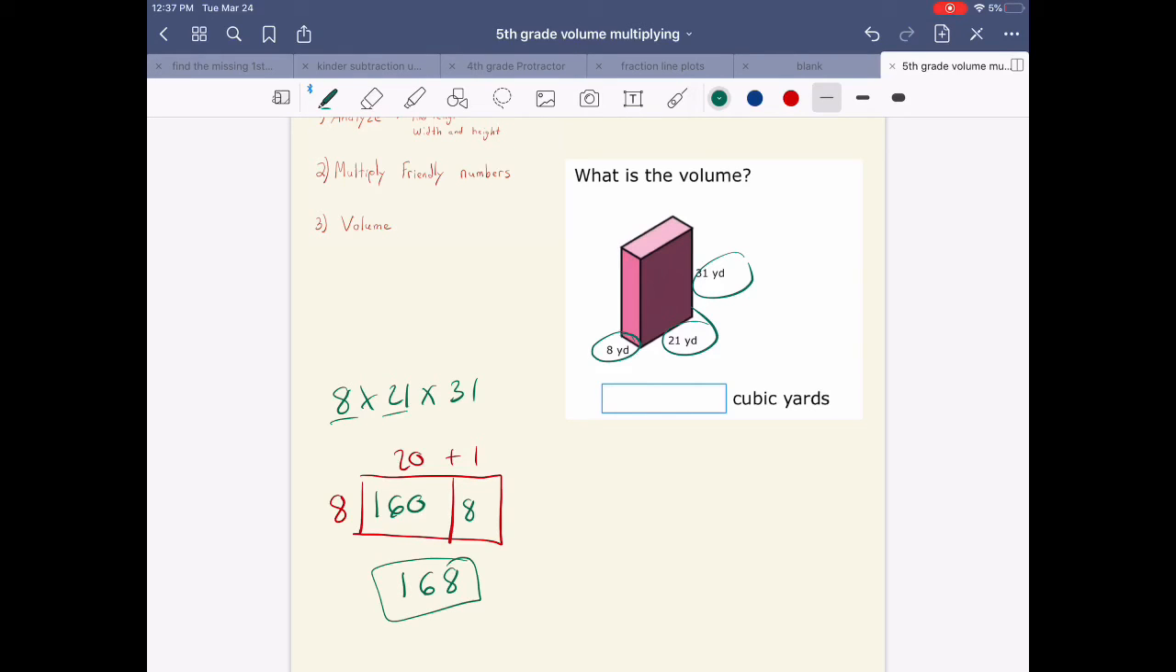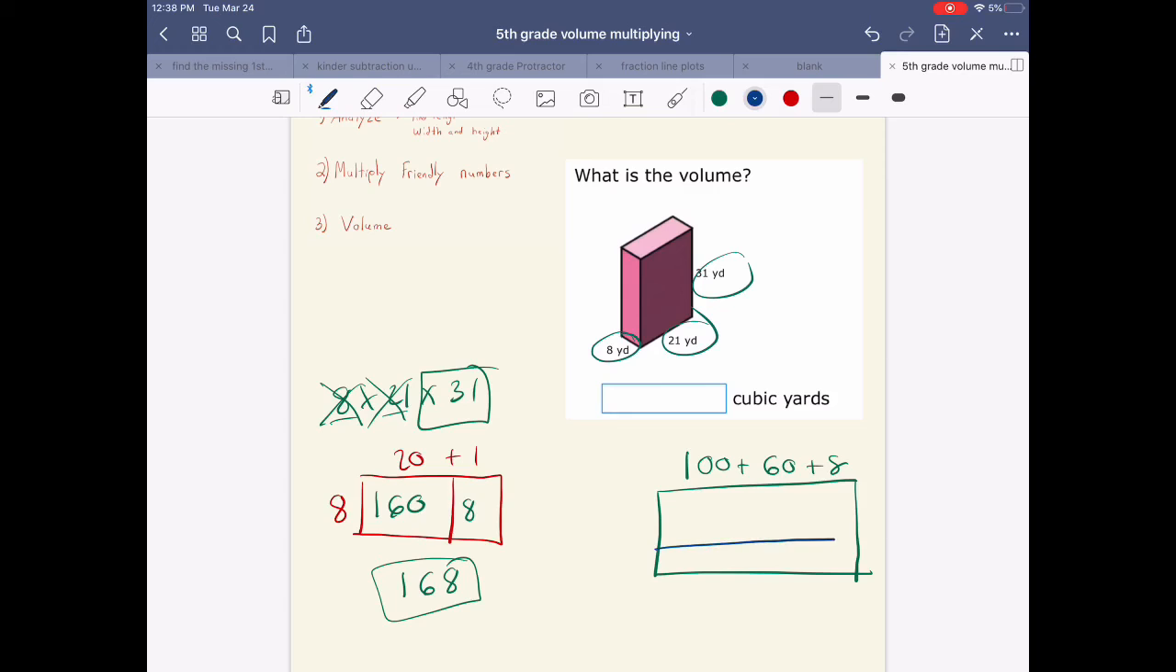Pretty cool. Now I gotta take 168, so I'm gonna make that into 100 plus 60 plus 8. I broke that into place value for my area model, and then I have to multiply that by my last number, 31. So this is gonna be crazy, breaking 31 into 30 plus 1. See how I did that? Crazy math right there. It's been a while since you've done area model. If you know another way, go ahead and do another way. I like the area model.